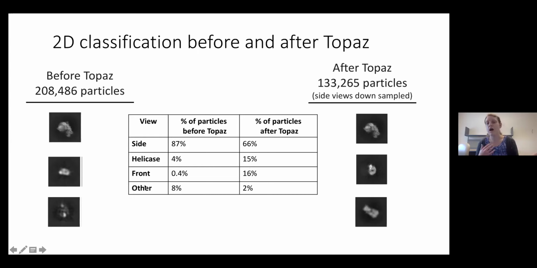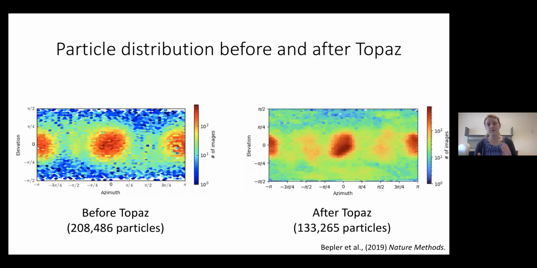And other classes, which I'm not showing by 2D class, represented 8% of the total particles before Topaz, and this is now down to 2% after Topaz. So maybe some of those particles are being better classified into different regions. We can also see the improvement of particle distribution before and after Topaz. Before Topaz, we can clearly see hotspots of particle distribution in views. After Topaz, although we still have those hotspots, we're starting to fill in the blanks in between those regions, giving an overall better particle distribution map.